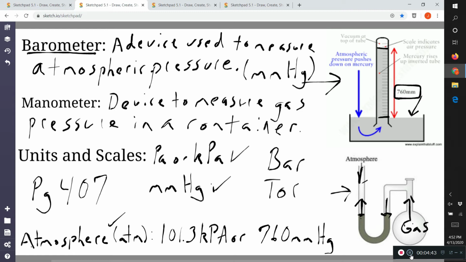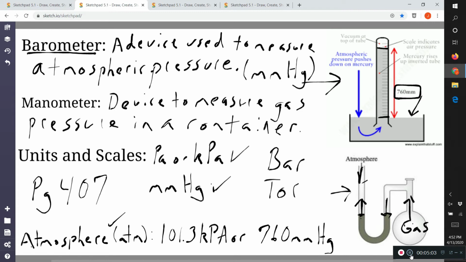So why are there so many? Basically because there's different devices and different techniques that people have used to measure gas pressure over time. Every time a new device is created or a new method is created, it involves the use of a new scale, a new unit, something along those lines.